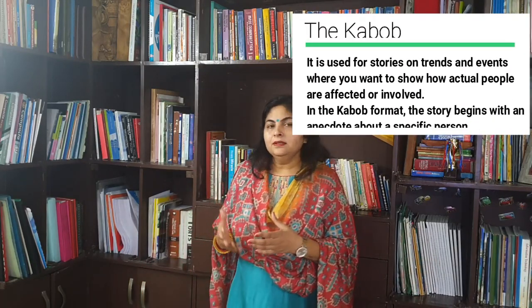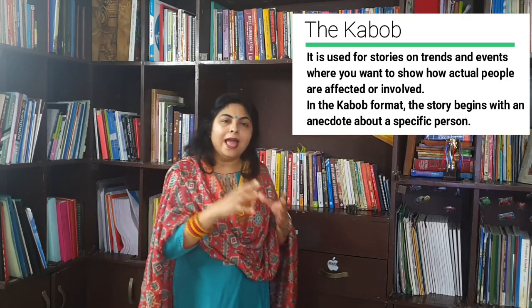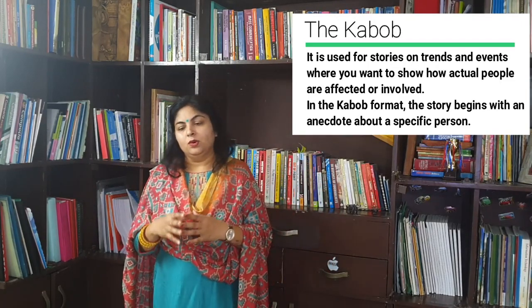Last but not the least, we have one more news writing style which is called the Kabob. It is used for stories on trends and events where you want to show how actual people are affected or involved. So in the Kabob format, the story begins with an anecdote about a specific person, and it includes a nut graph and details of the 5 W's and 1 H. Then the story broadens into a general discussion of the topic and ends by returning to the specific person once again.